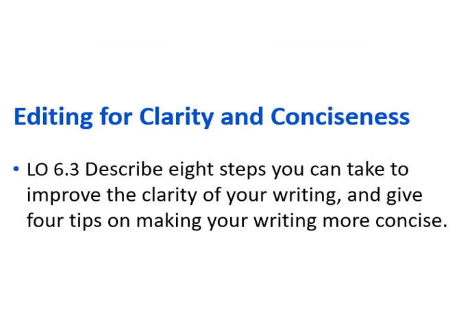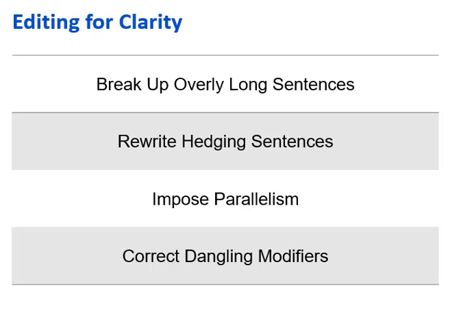Okay, then editing for clarity and conciseness. Clarity means making sure that things are clear, obviously, things that don't beat around the bush, and conciseness means that you don't make it much longer than it really needs to be. While you're editing, you can break up long sentences. For example, if you find yourself stuck in a long sentence, you're probably trying to say two things. You might break it up into two different sentences.